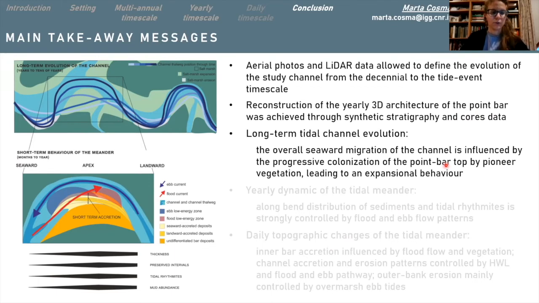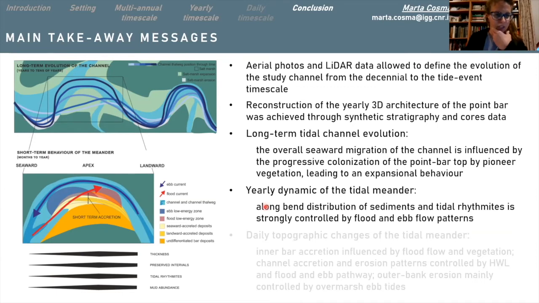The long-term tidal channel evolution: as you can see here, there's an overall seaward migration of the tidal channel, with a complex behavior with back and forward migration when the channel shows low sinuosity, which is influenced by the progressive colonization of the point bar top by pioneer vegetation that leads to an expansional behavior of the tidal meander.